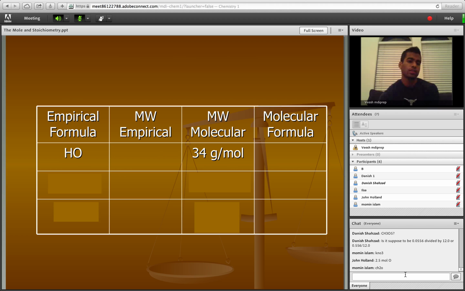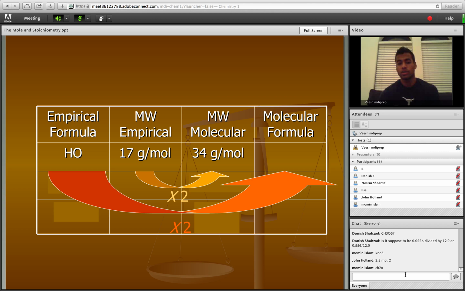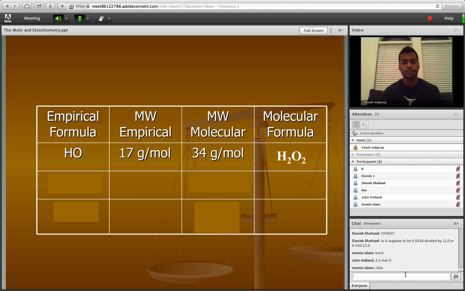Okay, so in this situation, we have the empirical formula of HO, but they give us that the molecular weight of the actual compound is 34 grams per mole. So what you would figure out is the molecular weight of the empirical formula. The empirical formula is just an H and an O, so that would be 17. If you multiply 17 by 2, you get 34. So you have to multiply the HO by 2, and you get H2O2. And that's how you figure out a molecular formula if they just give you 2 of these 4 things.